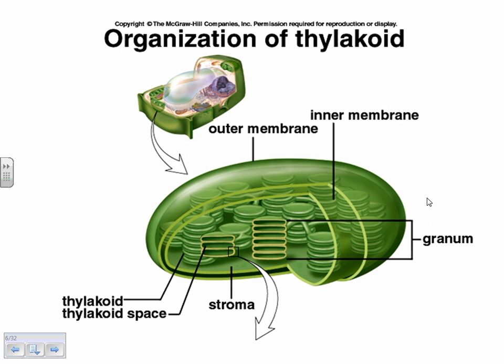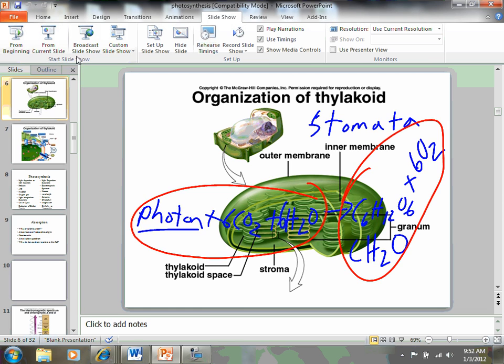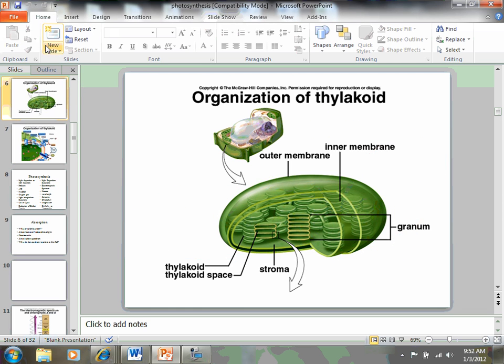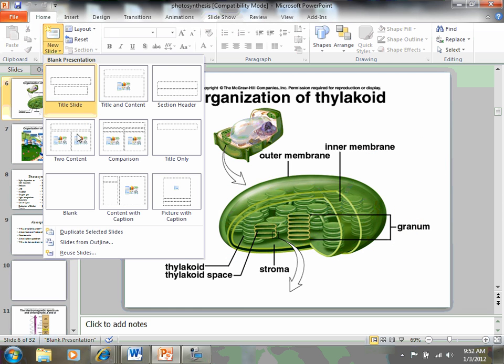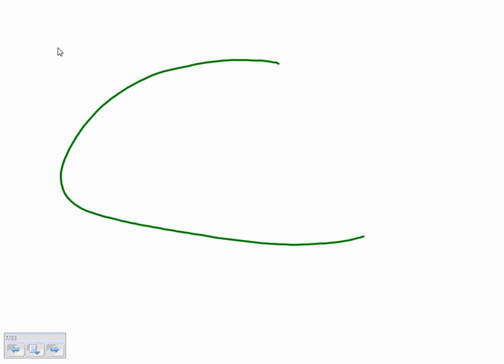And what we're going to talk about here first is what's called the light-dependent part, or non-cyclic photophosphorylation. I'm going to put in a blank slide so I can draw my picture up here. Now remember, what we're drawing here is a picture of a thylakoid, a single one of those little pancake-like structures. Here's our thylakoid.